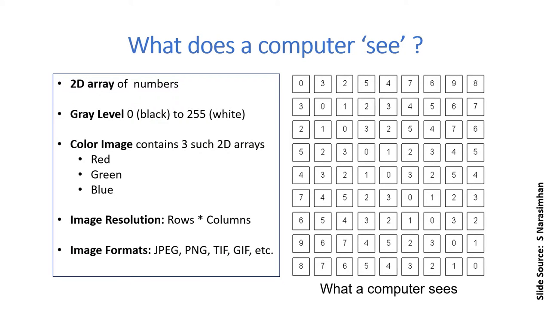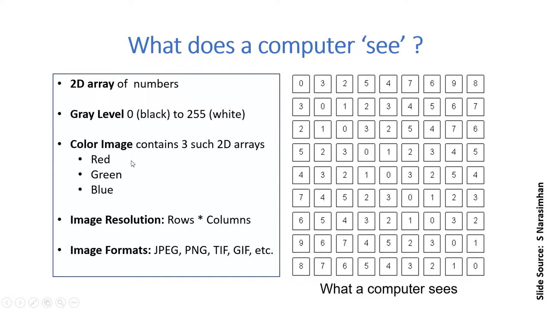So, let's look at this representation of an image, what a computer sees. For a computer, an image contains a discrete number of pixels and can be represented as a 2D array of numbers, where each element is a pixel ranging in grayscale. These range from 0 to 255, 0 being black and 255 being white.